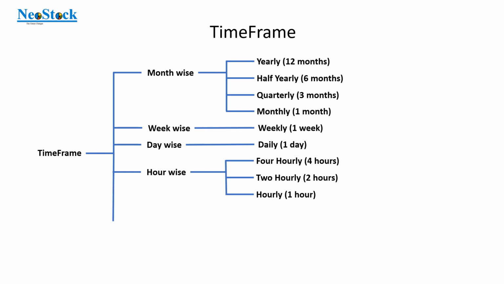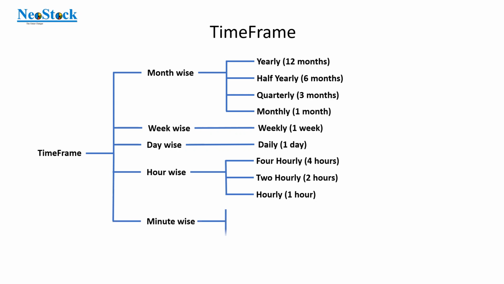So for those charts, 4 hourly is useful, but when you look into the Indian equity stock market, because the duration is only 6 hours 15 minutes per day, we focus mainly on 2 hourly and hourly, and we won't use 4 hourly. Just remember that point. And the last category is minute wise.